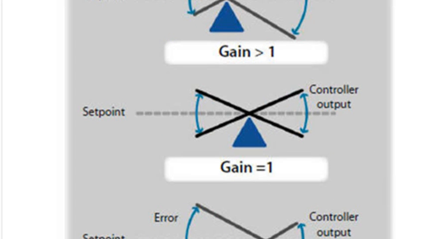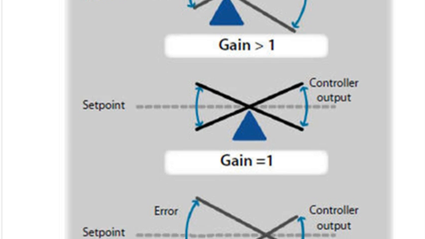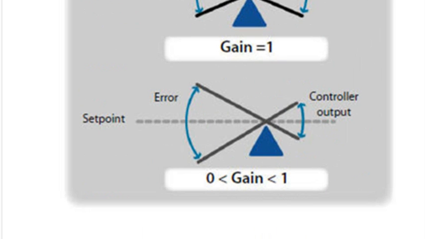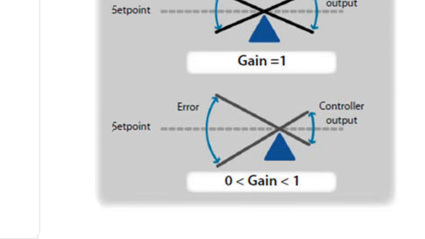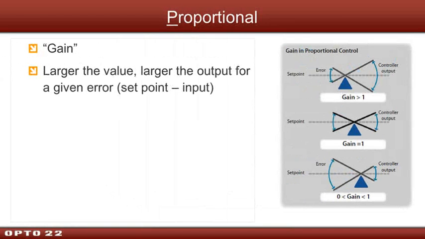For a gain of exactly 1, the error on the input is the same as what the controller is going to be doing on the output. So that's for when we've got a gain of 1. If we reduce the gain to be less than 1 but greater than 0, then you need a very large change here in the error before you see any change at all on the output side of things. So that gives you a bit of a feel. It's really straightforward. The larger the value, the larger the output for a change in the error.